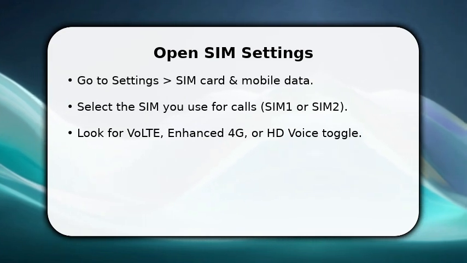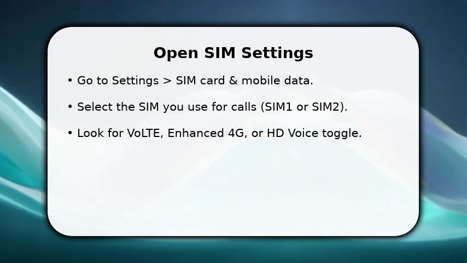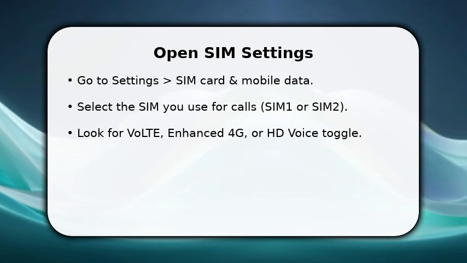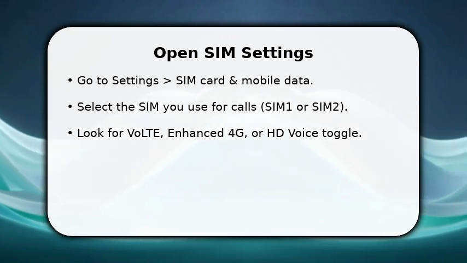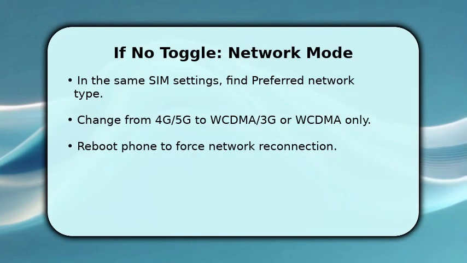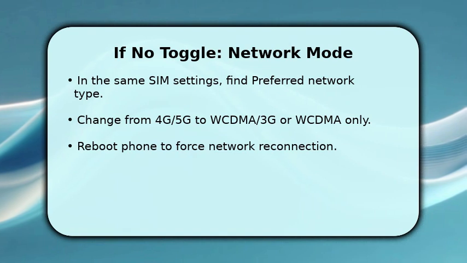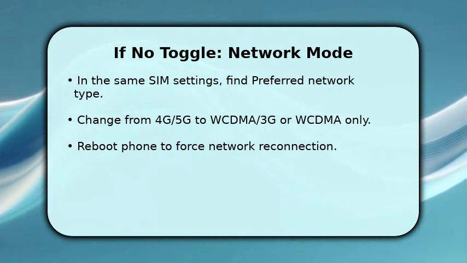I'm showing this first because toggling in SIM settings is quickest and preserves 4G data while disabling VoLTE call routing. If you don't see a VoLTE toggle, change the preferred network type to force non-VoLTE calling.